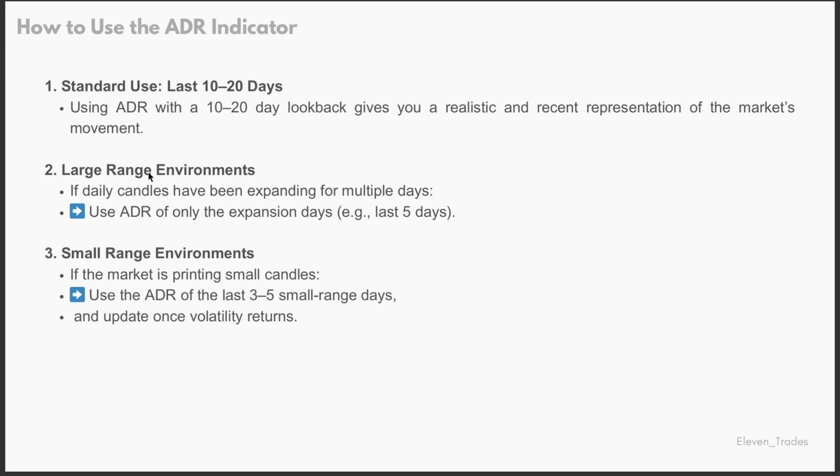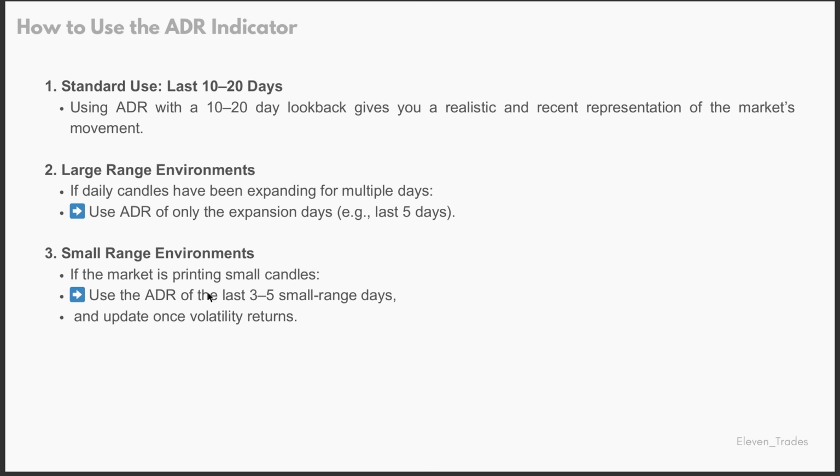Why? Because if we are in a large range environment, if the daily candle is expanding to all-time highs or printing large daily candles, then you will use the current trend like 5 or 10 days, because if the last candles have expanded, then the current candles have the potential to expand higher. So you'll be using the last 5 or 10 days.